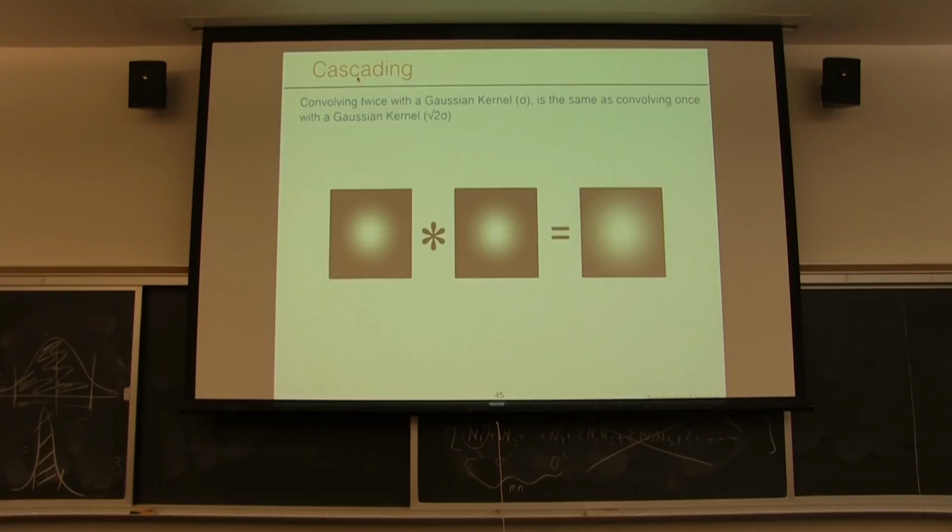Remember that we saw that the size of the filter depends on sigma. So the bigger the sigma, the bigger the filter had to be. So depending on how big my filter is, it might be more efficient to do it multiple times with a smaller filter than in one shot with the big filter. Okay?